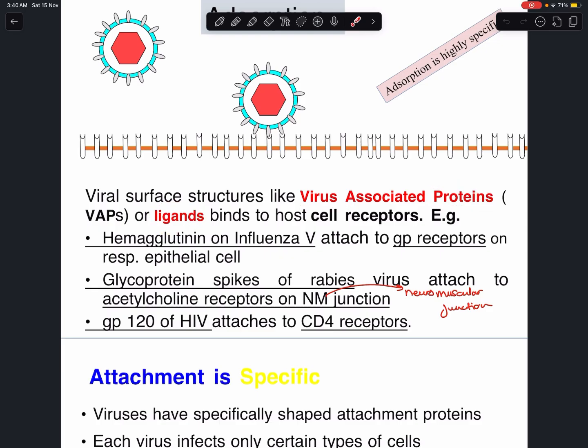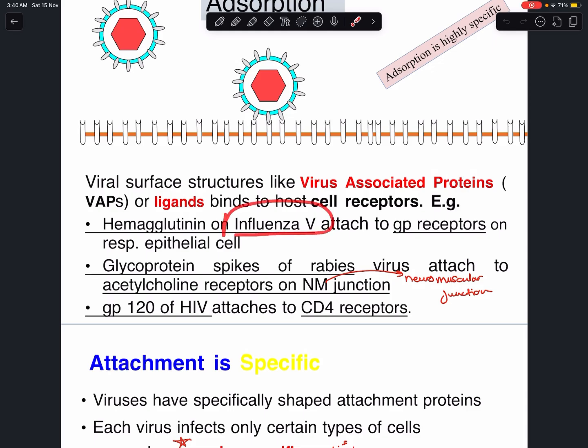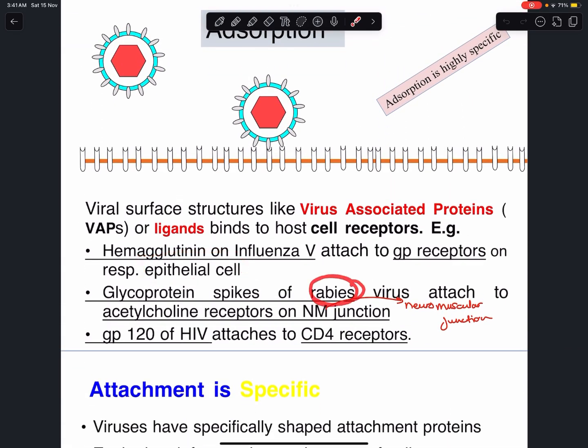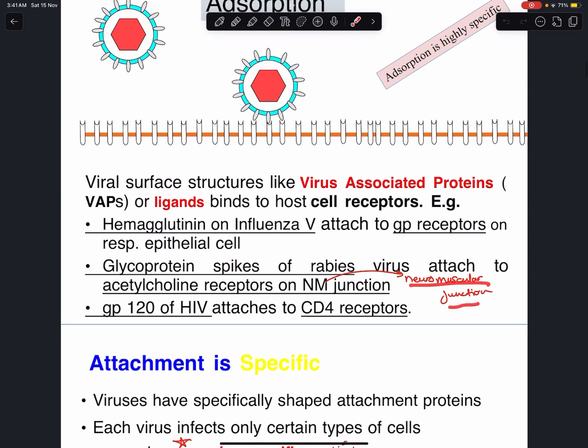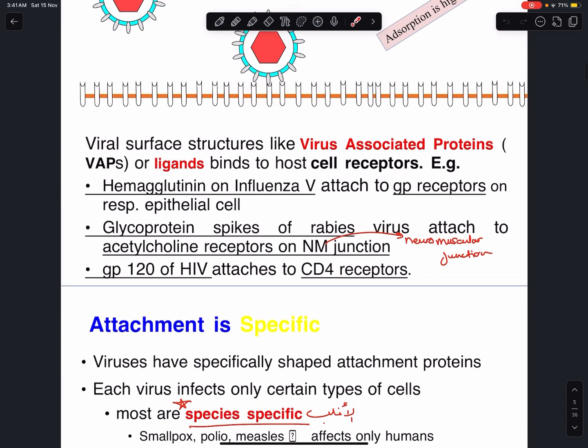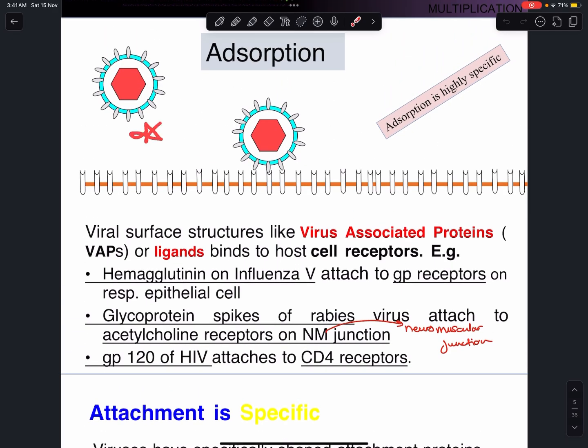So for influenza virus, it only attacks the epithelial cells of the respiratory tract, and here the glycoprotein spikes of rabies only affect the neuromuscular junction, and the GP120 of HIV only affects CD4 of the immune system. Okay, I hope you understand. The main point here is that it is very specific, and here are the examples.